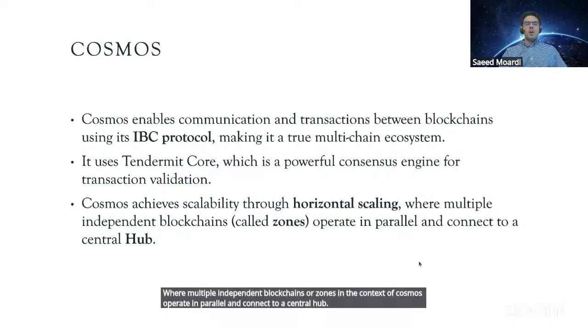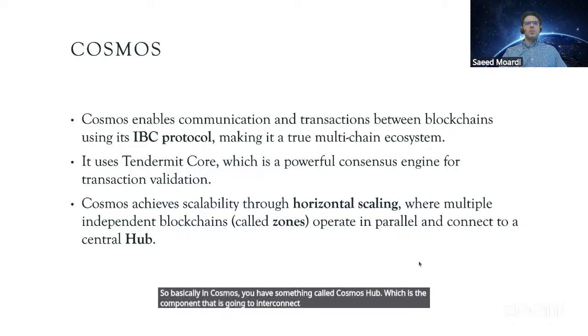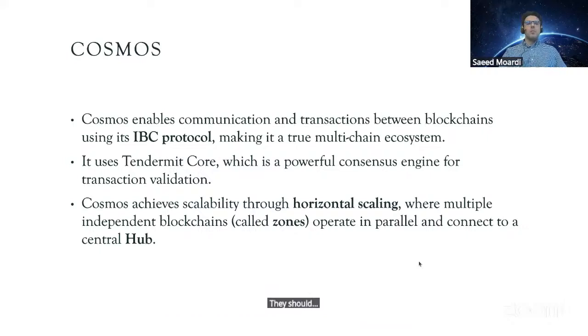So basically, in Cosmos, you have something called the Cosmos Hub, which is the component that is going to interconnect every other blockchain network to itself. So if one blockchain wants to communicate with another blockchain, they should use the Cosmos Hub as their intermediary component.